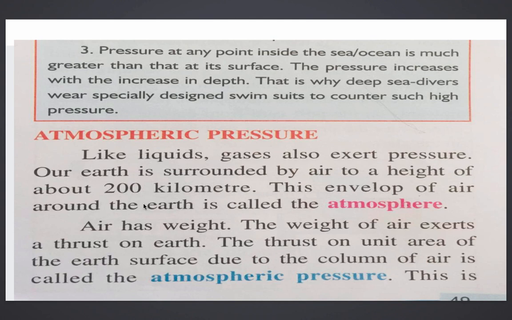Now what is atmospheric pressure? Obviously this air which is present will exert some pressure. So air has weight. The weight of air exerts a thrust on earth. The thrust on unit area of earth's surface due to the column of air is called atmospheric pressure. So this is the definition of atmospheric pressure. Clear, student?